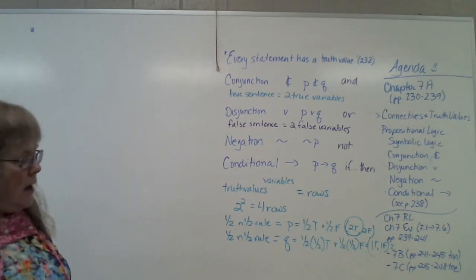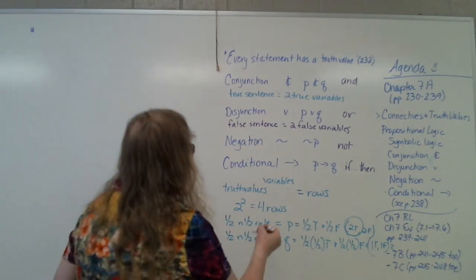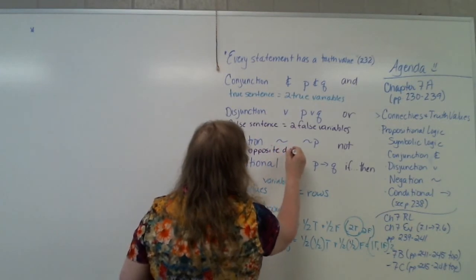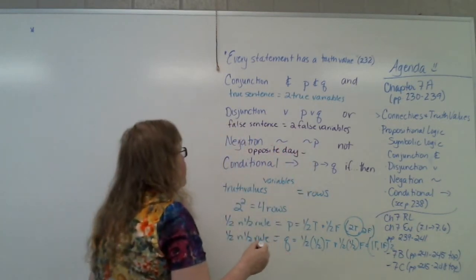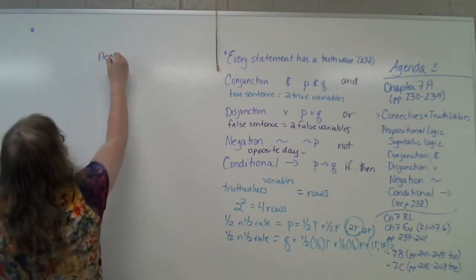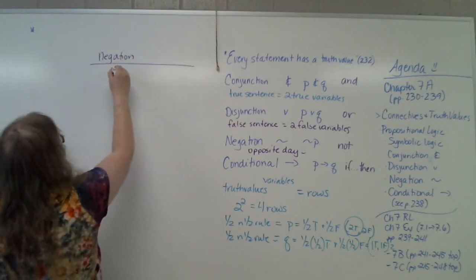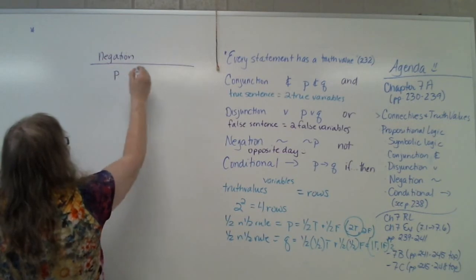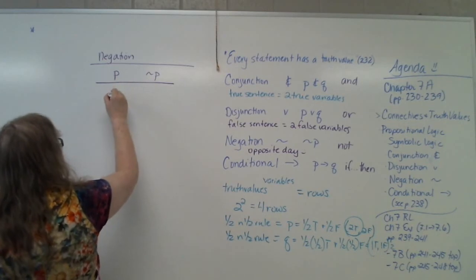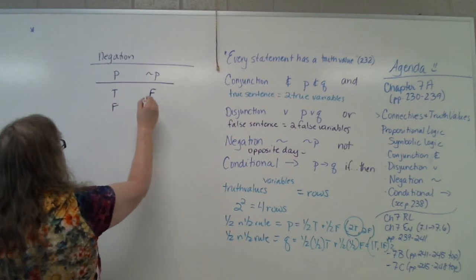Okay. When we're looking at negation, okay, this is just opposite day. So my little truth table here for a negation is P and not P. That's it. If P is true, not P is false. If P is false, not P is true.